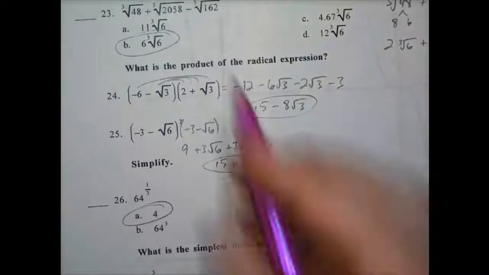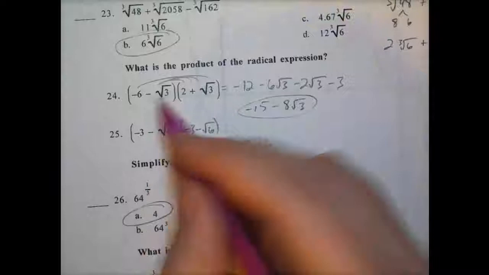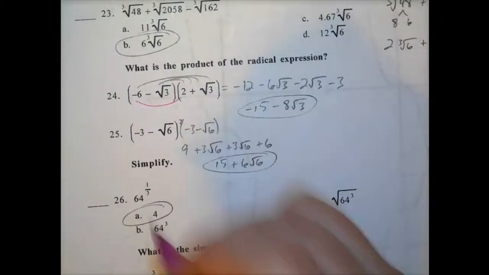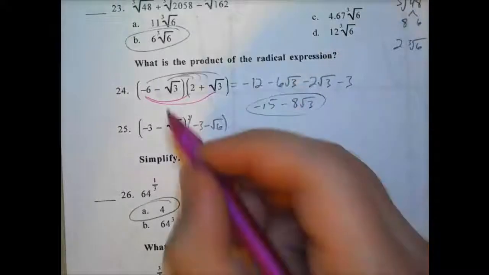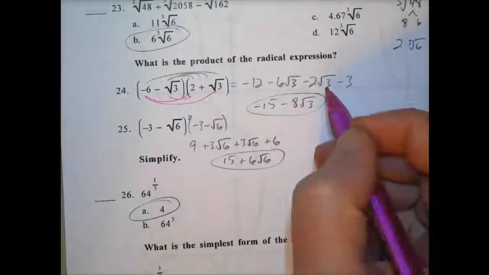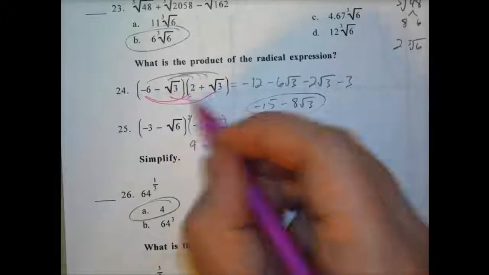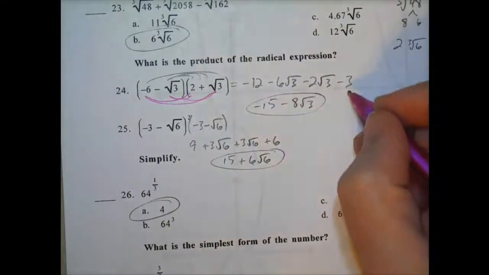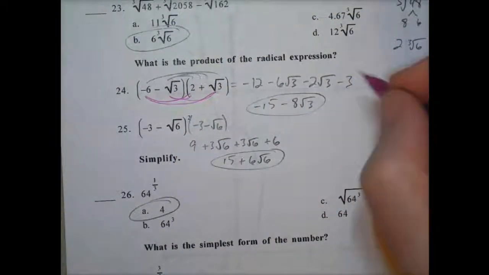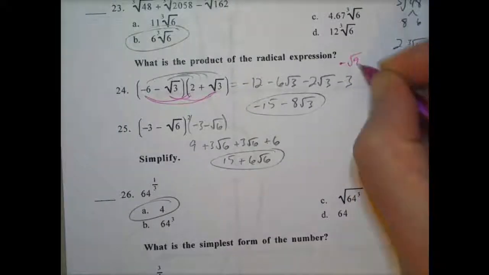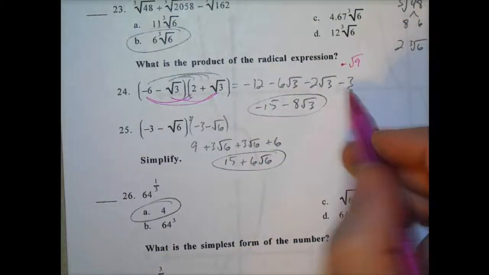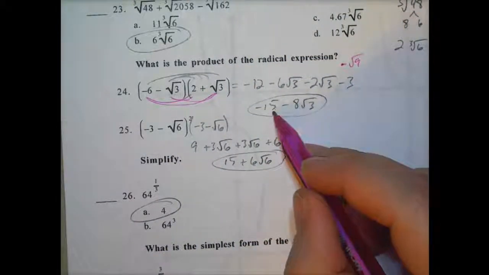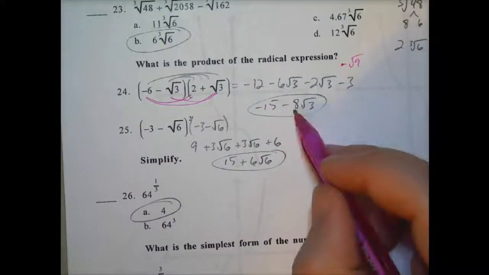For 24, make sure that you guys distribute everything to everything. So I need to multiply negative 6 times 2, that gives me the negative 12. Negative 6 times root 3, that gives me negative 6 root 3. Negative root 3 times 2 is negative 2 root 3. And negative root 3 times root 3 is just minus 3, because essentially that makes negative root 9. So this was minus root 9, square root of 9 is 3, so just minus 3. Then it's just a matter of combining like terms. So negative 12 and negative 3 together make negative 15. Negative 6 minus 2 is negative 8.